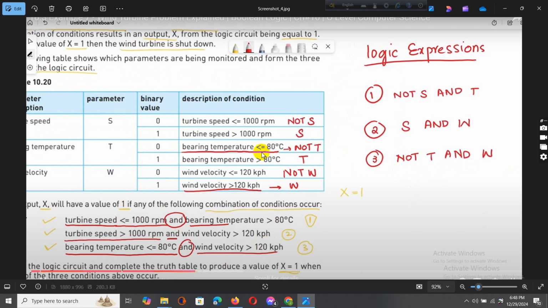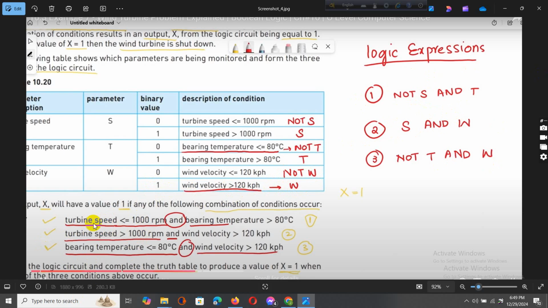When your input is 0 for turbine speed, you can write it as not S. And when your input is 1, you can write it as S. If bearing temperature is 0, then you can write it as not T. If your input is 1, then you can write it as T. If wind velocity input is 0, then you can write it as not W. And for input 1, you can write it as W. So here your conditions, you can write as this logic expression.